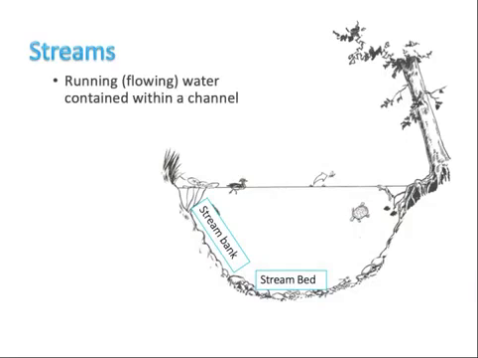So streams are any water contained in a channel. Larger streams are called rivers, while smaller streams have names like brooks or creeks. The bottom of a stream channel is called the bed, and the sides of the channel are called the bank, or banks of the river.